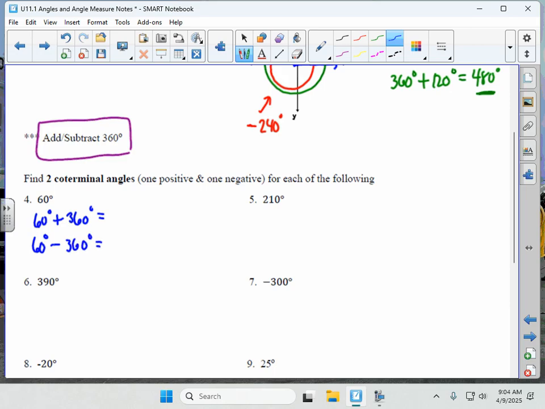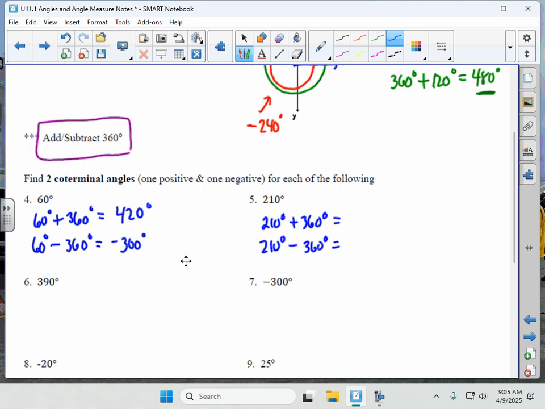You can use your calculators to do this. 60 plus 360 is going to be 420 degrees. And 60 minus 360 is negative 300 degrees. So we say positive 420 and negative 300 degrees are both coterminal to 60 degrees. All three of those angles are coterminal to each other. They start and end at the same place, but their measures are different. All right, so let's do the next one, 210. Starting with 210, we're going to add 360, and we're going to subtract 360.